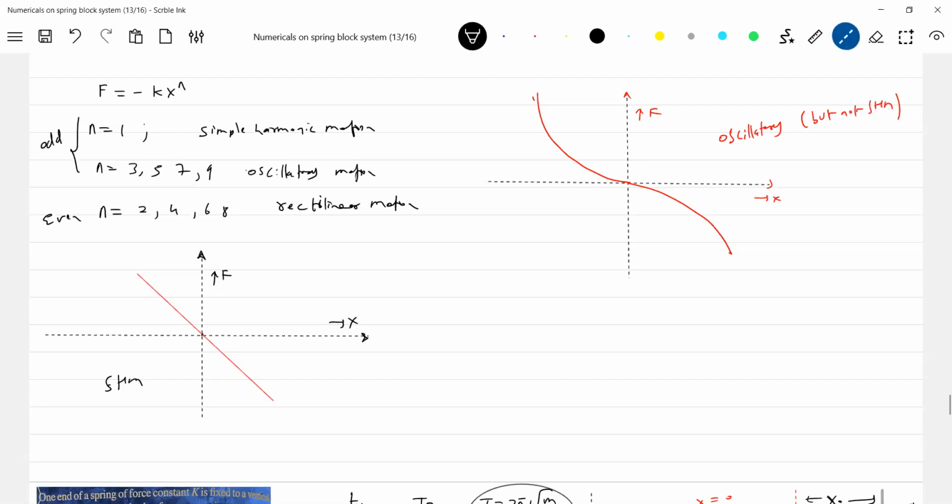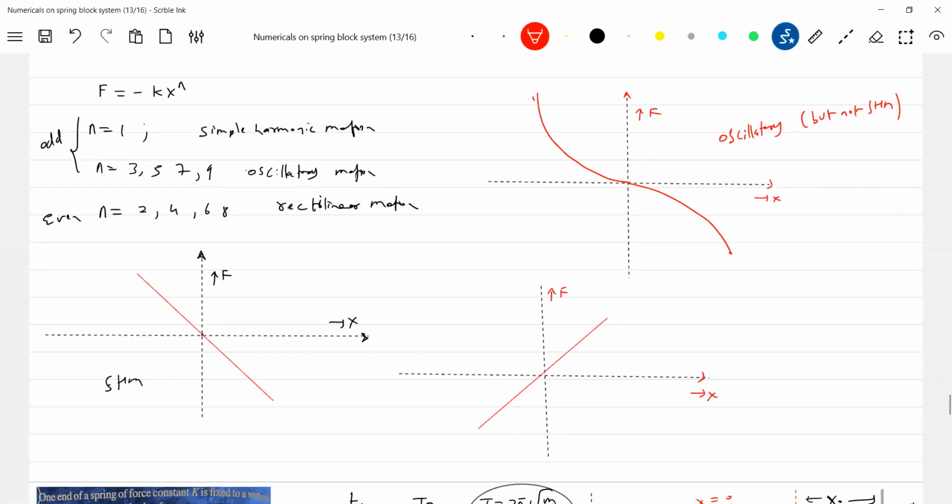So what happens if the curve is like this? You may get graphical problems like this also. If the curve is like this, is it SHM? Anybody? Will it be SHM?